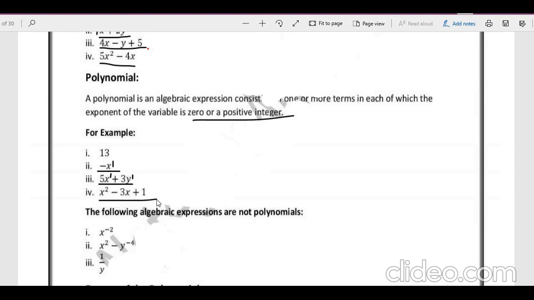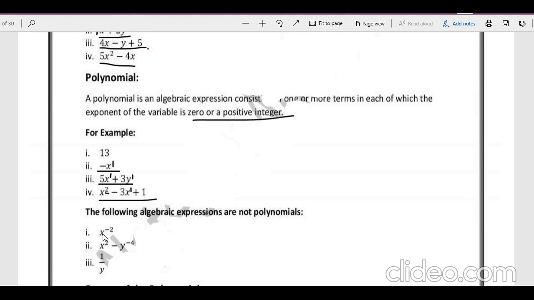x square minus 3x plus 1. Here the exponent of x is 2 and 1, and this is a constant term. 2 is a positive integer, 1 is also a positive integer, so this algebraic expression is a polynomial.